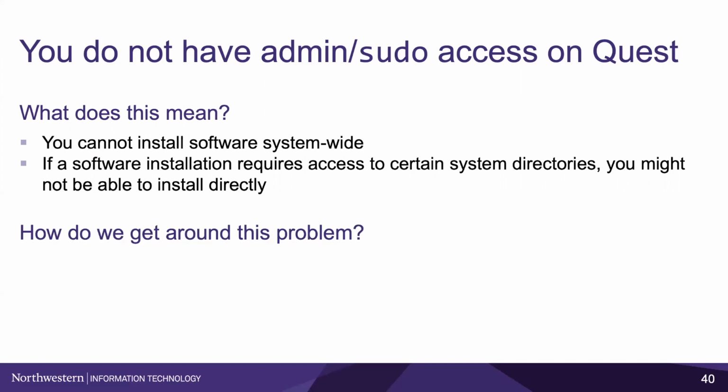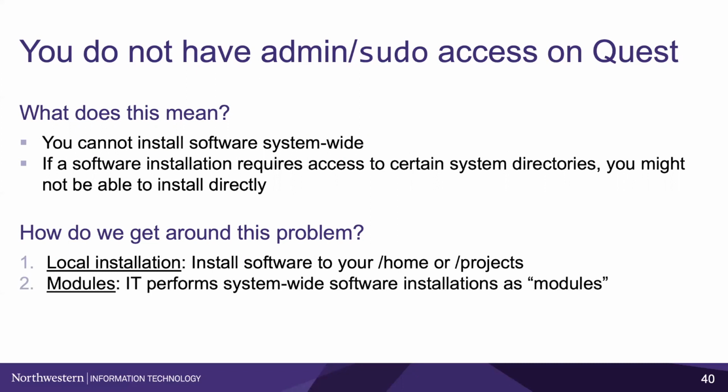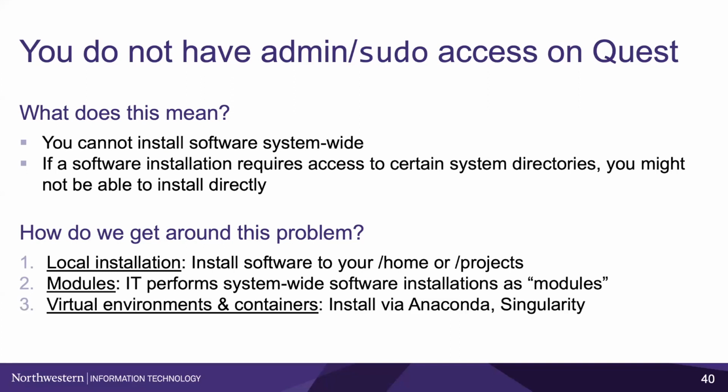There are multiple ways to get around this problem of not having sudo or admin privileges. And the first one is through local installation. This is where you install software to your home or projects directory, which you have access to. The next option is through modules. So this is where NUIT performs system-wide software installations, and these are referred to as modules, which I'll talk a little more about in a later slide. And the third option is through virtual environments and containers. So this is installing through Anaconda or Singularity.